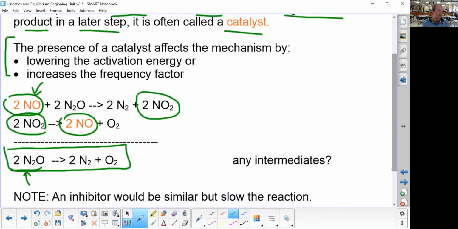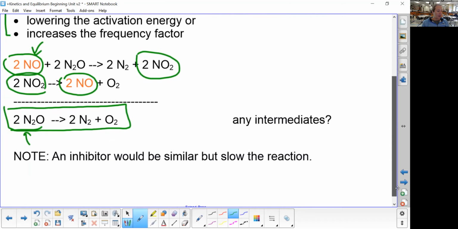And then just FYI, an inhibitor would be similar. We assume that stuff that is consumed and then spit out at the end is a catalyst, but sometimes you can put something at the beginning of the reaction that slows it down. It works the same way, but just FYI. So that would have a negative effect on the reaction rate.